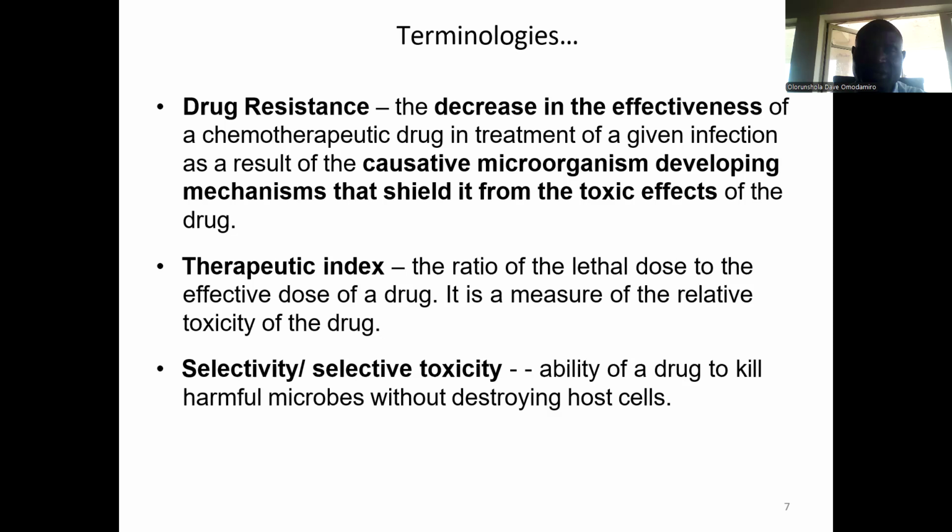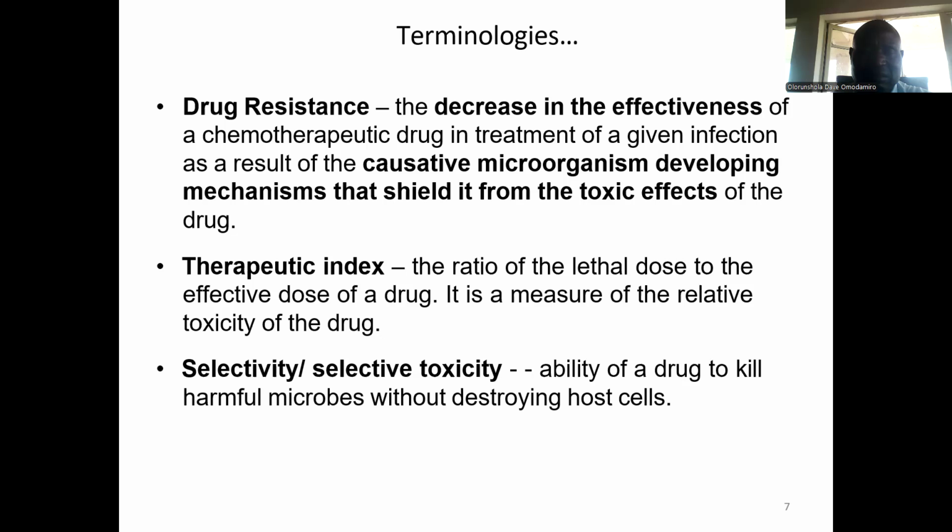Another terminology that's of interest is drug resistance. Drug resistance is the decrease in the effectiveness of a chemical therapeutic drug in treatment of a given infection as a result of the causative microorganism developing mechanisms that shield it from the toxic effect of the drug. That's what actually constitutes drug resistance.